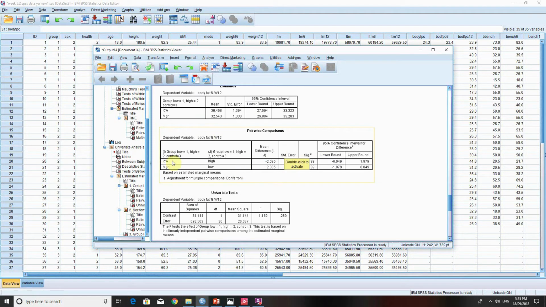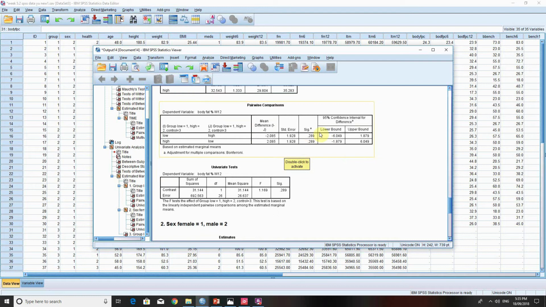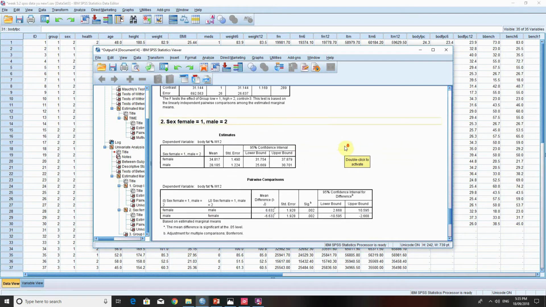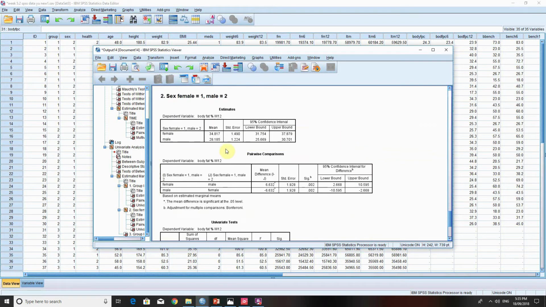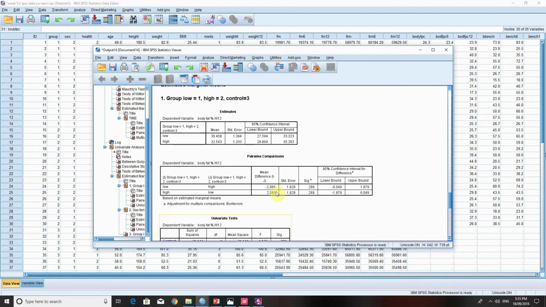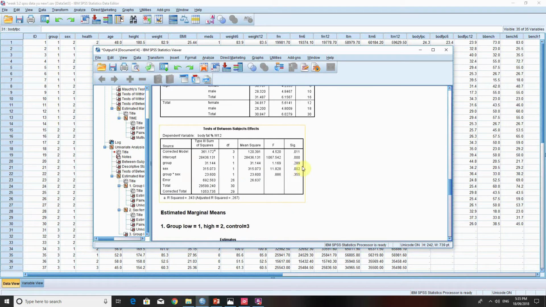So for the group, there obviously wasn't any significance, so we don't need to look at that. And then for the pairwise comparisons between male and female, it does give us a significance value, 0.002. But that's the same significance value as here, because there were only two factors within the gender group, so we didn't need to look at the post hoc for that one.